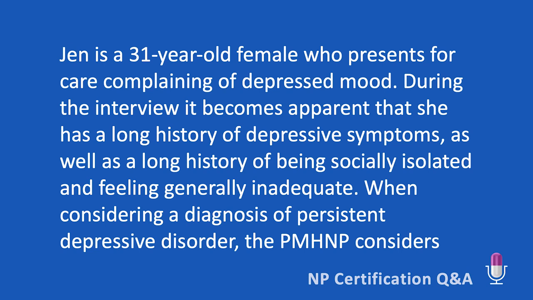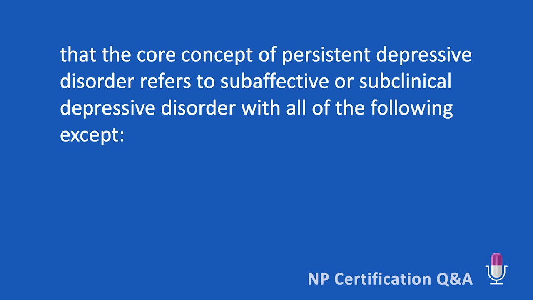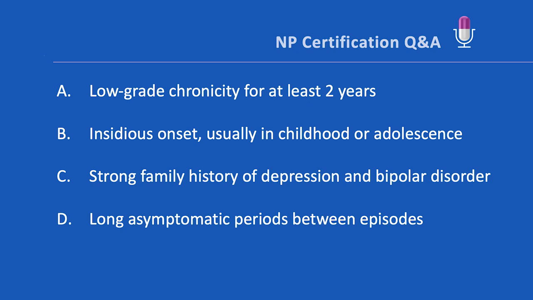When considering a diagnosis of persistent depressive disorder, the psych mental health nurse practitioner considers that the core concept of persistent depressive disorder refers to subaffective or subclinical depressive disorder with all of the following except: A, low-grade chronicity for at least 2 years, B, insidious onset, usually in childhood or adolescence, C, strong family history of depressive and bipolar disorder, or D, long asymptomatic periods between episodes. So what we're looking for here is the exception.